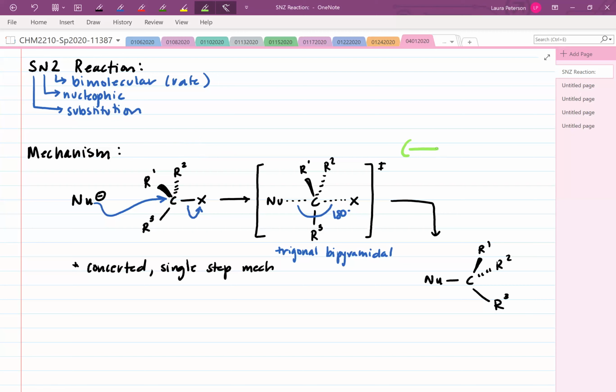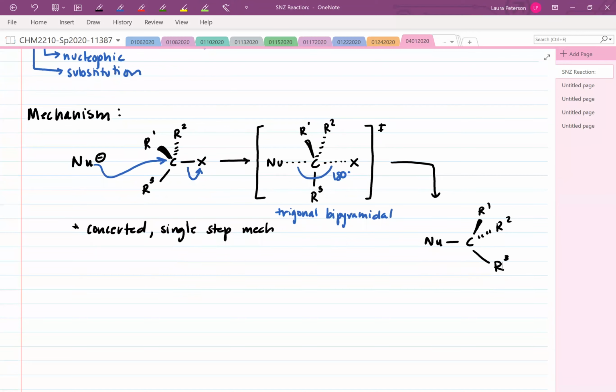We invert the stereochemistry in the SN2 reaction because of this. This correlates to an inversion of configuration. We'll look at some examples later today to point out when I have to think about this inversion of configuration. But for now, let's get the salient points of the mechanism down. It's a concerted single-step mechanism. Then let's make a note about the stereochemistry.